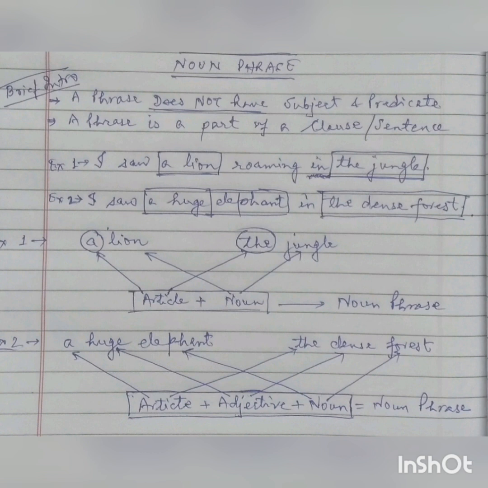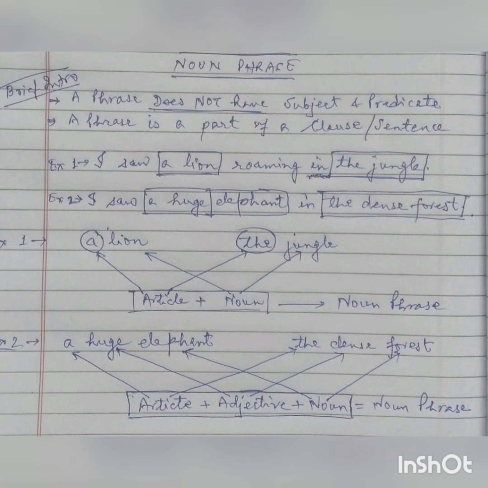We will discuss with the help of two examples here. Example 1: I saw a lion roaming in the jungle. Example 2: I saw a huge elephant in the dense forest. In these two examples, I have boxed 4 groups of words. In example 1, the first group of words, a lion, and the second group, the jungle, have been boxed. And in example 2, a huge elephant and the dense forest have been boxed separately.